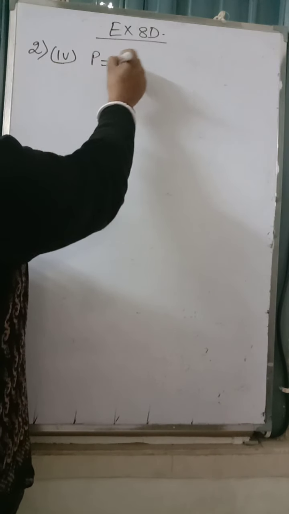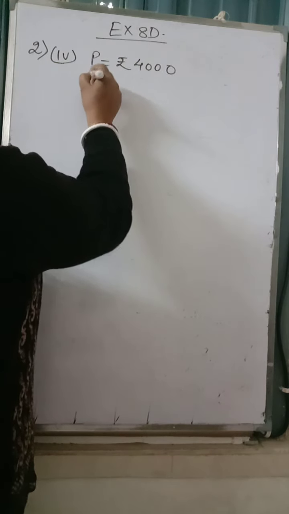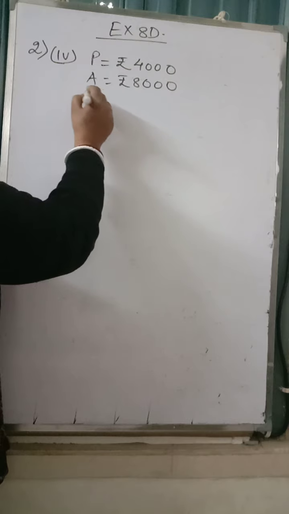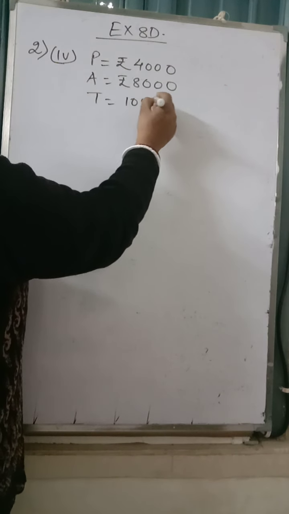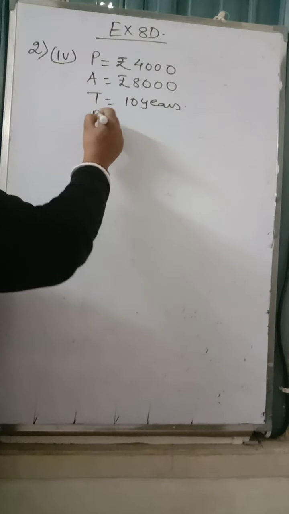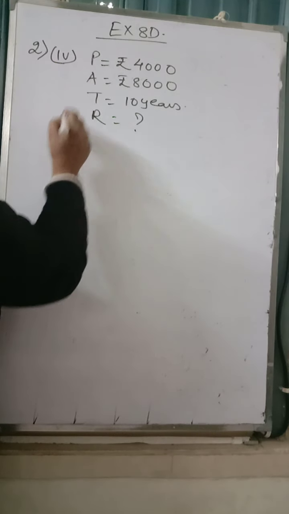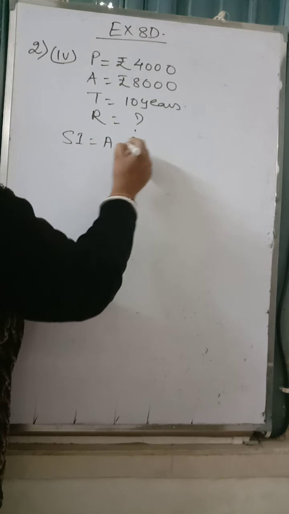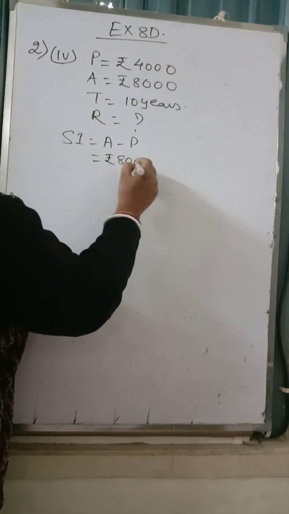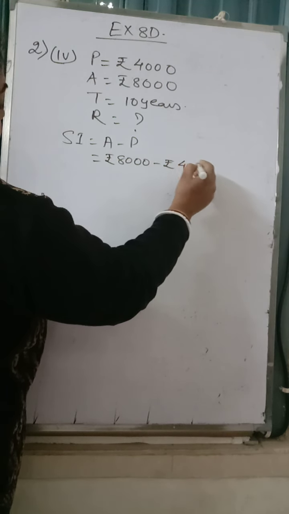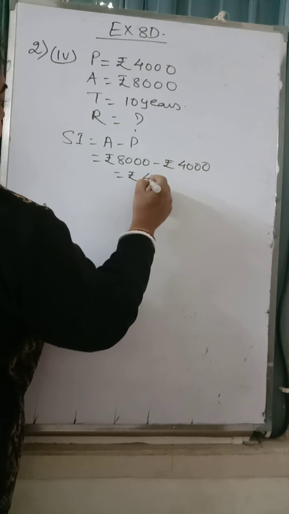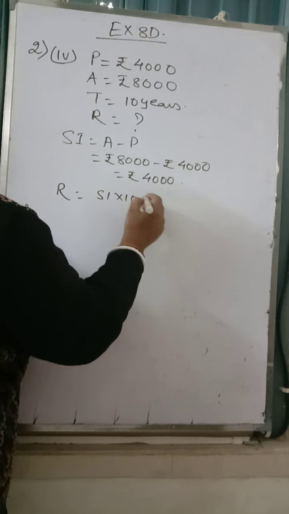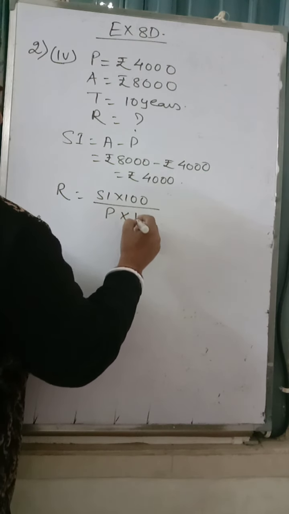Principal is given, rupees 4,000. Amount is given, rupees 8,000. And time is given, 10 years. Now you have to find the rate of interest. Now I have the amount and the principal, so we can find the simple interest, A minus P, or rupees 8,000 minus rupees 4,000, or rupees 4,000 is SI. Now rate is equal to, we know, SI into 100 divided by P into T.